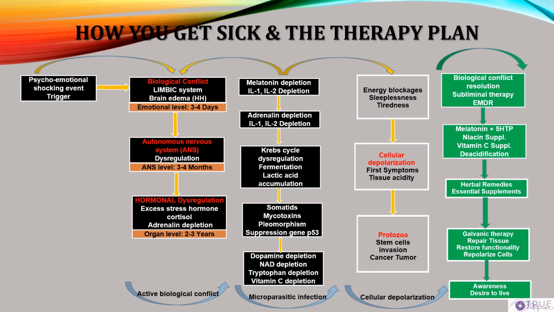So, in the right column here, the green column, you see how we can holistically address all of this in order to heal any type of chronic disease, or how we do it, at least in our unique True Pathfinder concept at Christine.doctor. We work on the biological conflict resolution, of course. We can do this through subliminal therapy or EMDR. Then we have to choose the right supplements, nutrition, lifestyle changes. For example, we supplement with melatonin and 5-HTP, niacin, vitamin C. We also work naturally on the deacidification of your body using mostly herbal remedies and essential supplements.